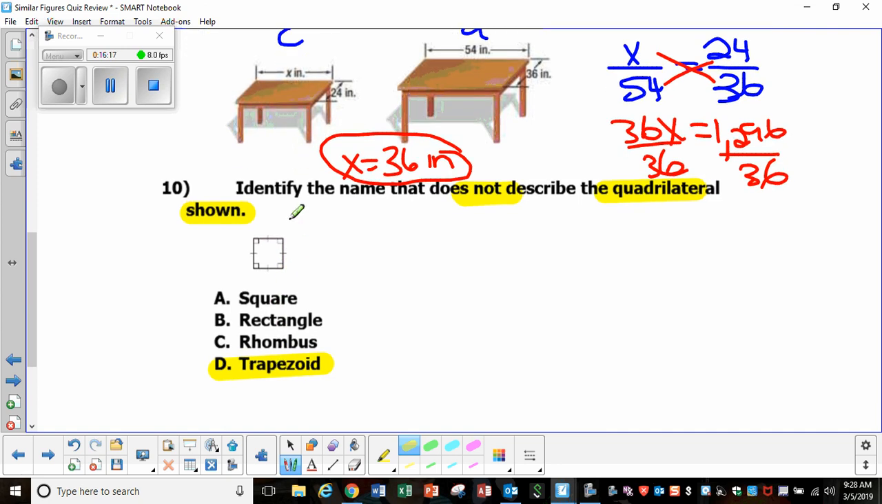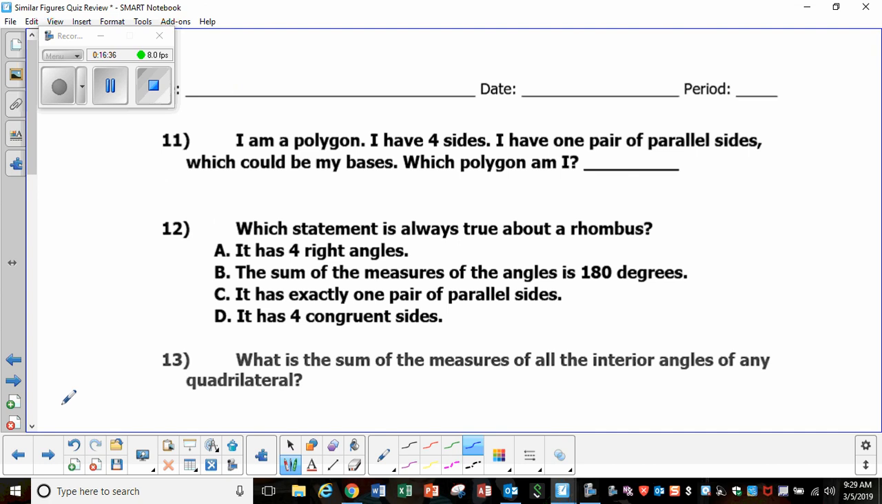Again, number 10 says which does not describe the quadrilateral shown. It's not a trapezoid because remember, a trapezoid only has one pair of parallel sides, which is this guy and this guy. Therefore, it is not a parallelogram, which a square is. Okay, moving on. Number 11, another vocab question.